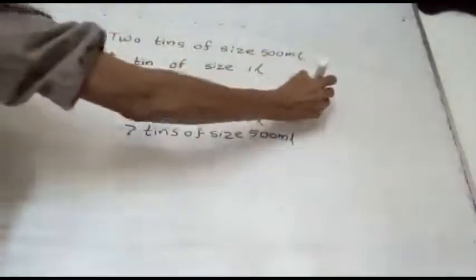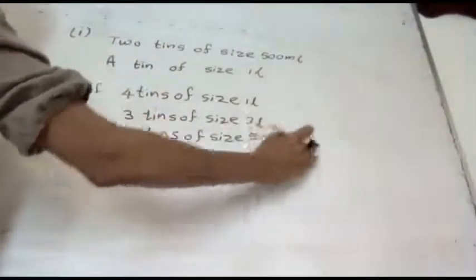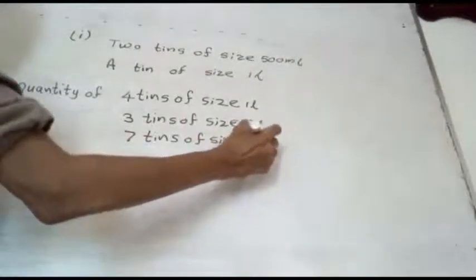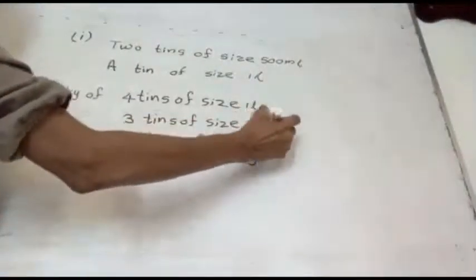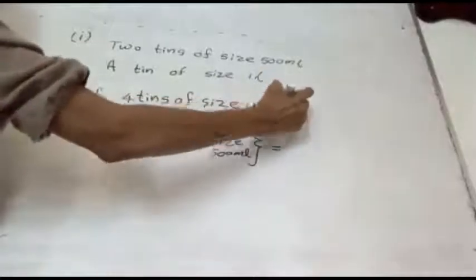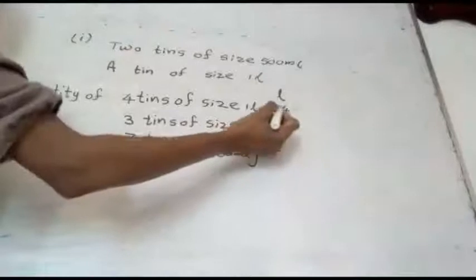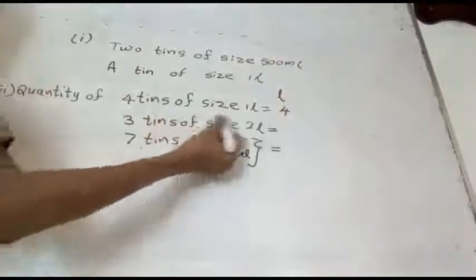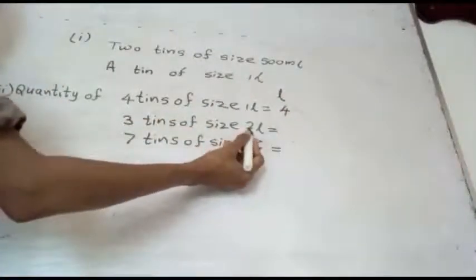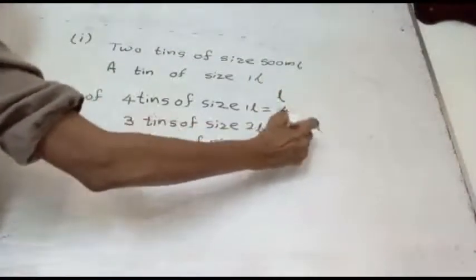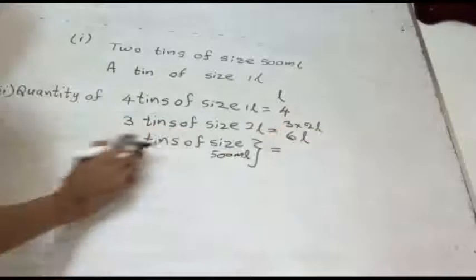Four times 1 is equal to 4 liters. We write here 4 times 1, 4 liters. 3 times 2 is equal to 6 liters.